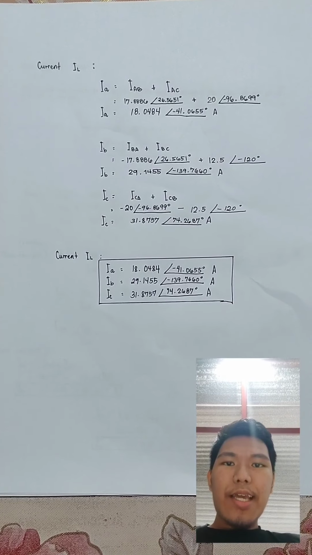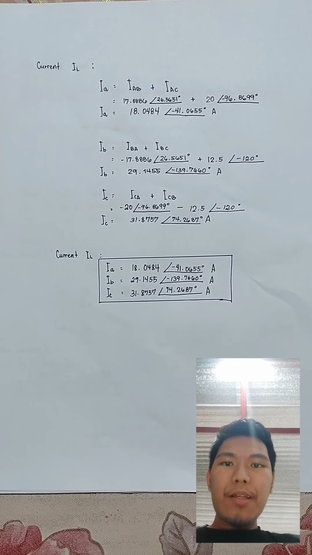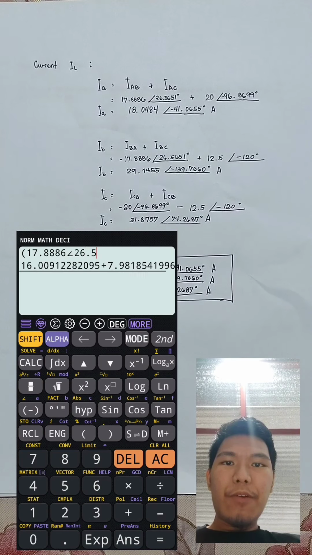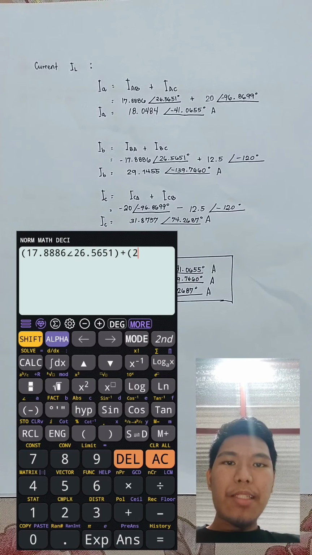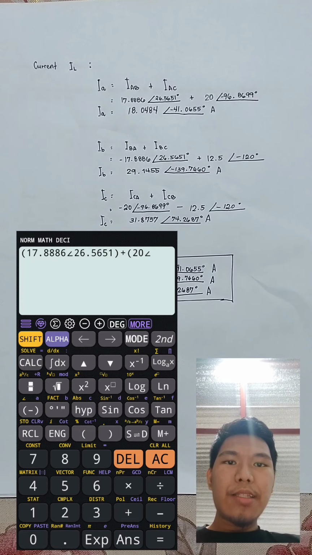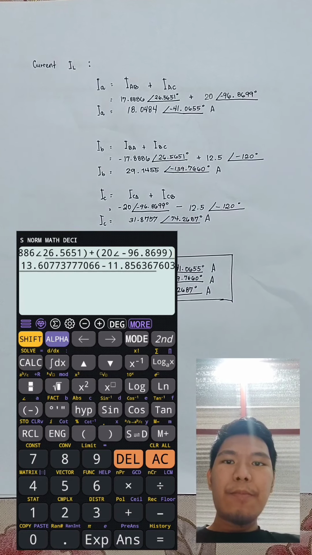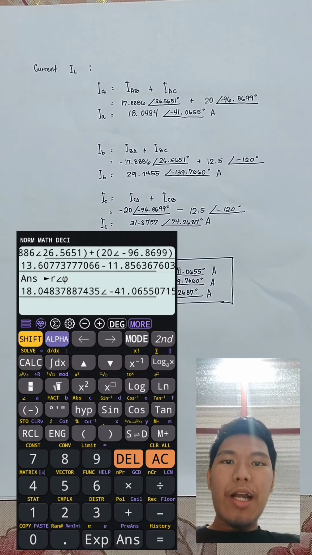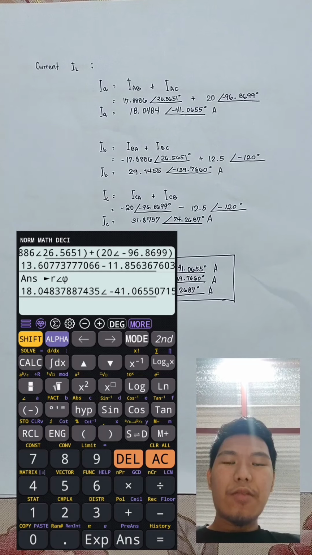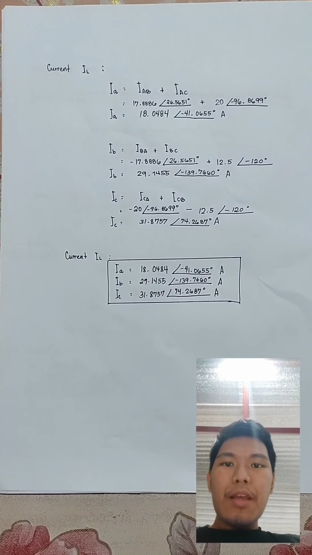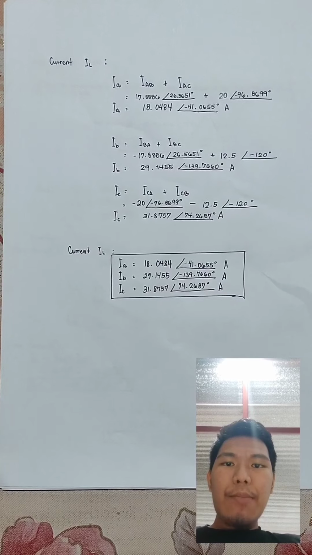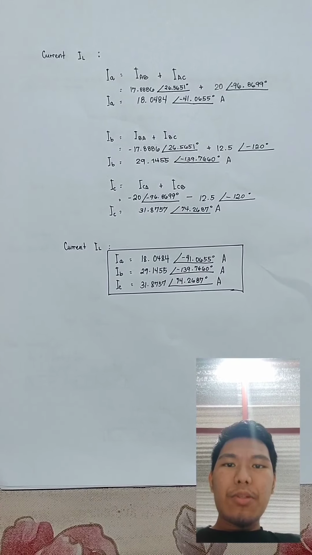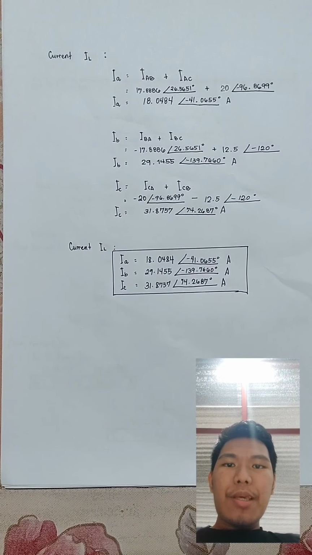IA equals IAB plus IAC is equal to 17.8886 ∠ 26.5651 degrees plus 20 ∠ negative 96.8699 degrees. IA is equal to 18.0484 ∠ negative 41.0655 degrees amperes. For IB equals IBA plus IBC, the value for IBA is the opposite sign of the IAB.